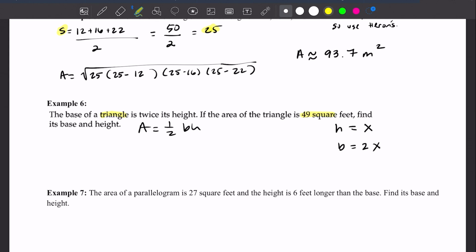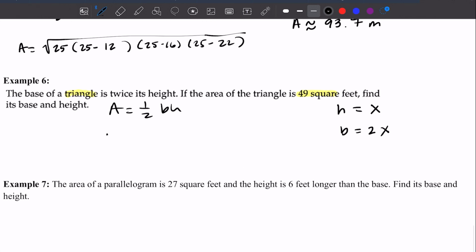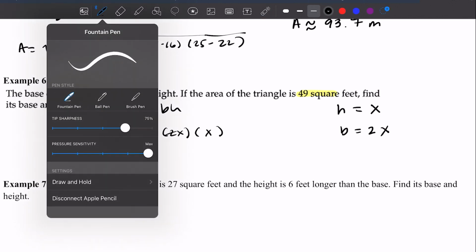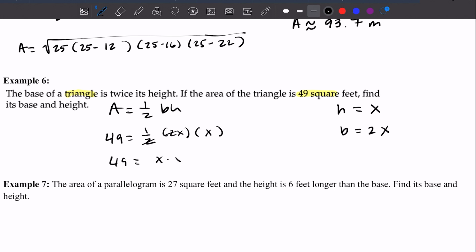49. So I'm going to go ahead and plug everything in. 49 equals 1/2, and the base is 2x times the height, which is x. Okay? I know what 1/2 of 2x is. What's a half of 2x? Just x, right? So this is going to become 49 equals x times x. X times x is what? X squared. A lot of you on the test wrote x plus x and then said that was x squared, which is not correct. X plus x is 2x. X times x is x squared.